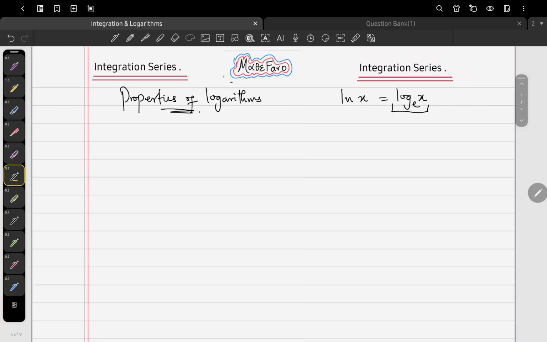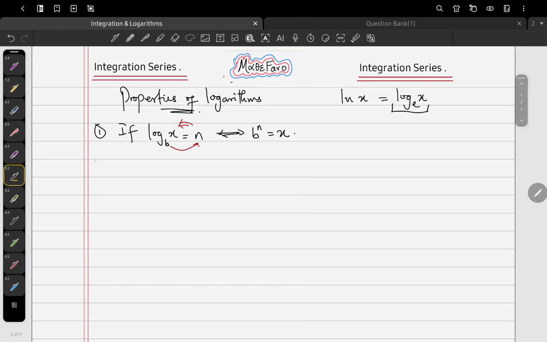So the basic properties. The first one, about the definition of logarithm, is that if we say that the logarithm of x to base b is equal to n, then it implies that b to the power of n is equal to x. That is the defining property of logarithm, so I'm not going to say too much about that. So b to the power of n is equal to x.